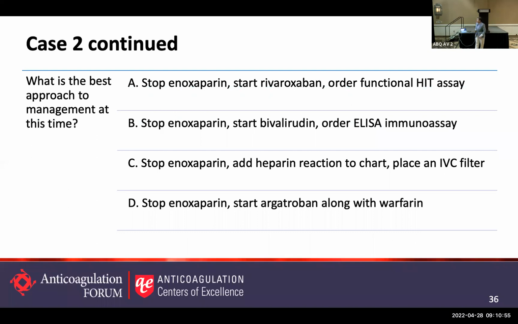So what would be the best approach? We're going to fast forward through this. The correct answer here is going to be, you're going to stop that enoxaparin because that's the offending agent.